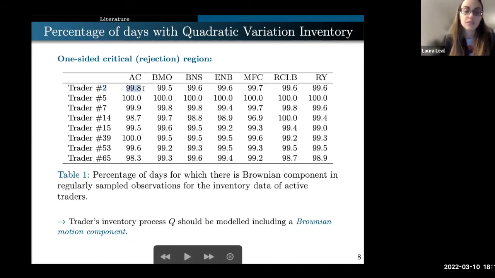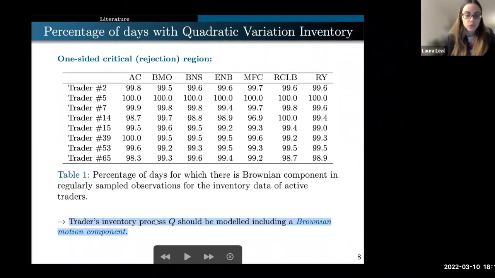And the reason why it's not 100% for all the days, we actually went into the data. And the reason is that on some days, the trader's not actually trading that much. So even though they're active and the stock is liquid, sometimes something happens and they trade once or twice in a day, and then the statistical test fails. So this is what we're seeing here. I wanted to be completely honest about why it's failing, and it's important to know. But overall, the result is quite good. The trader's inventory process should be modeled, including a Brownian motion component.